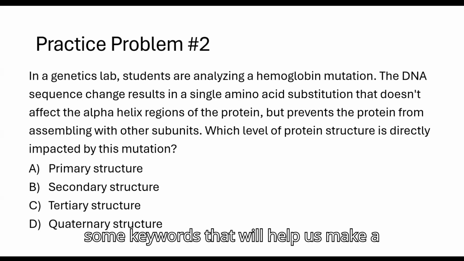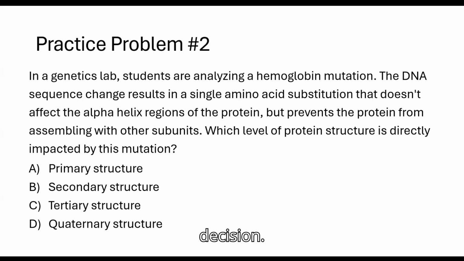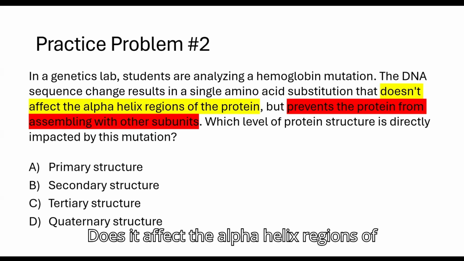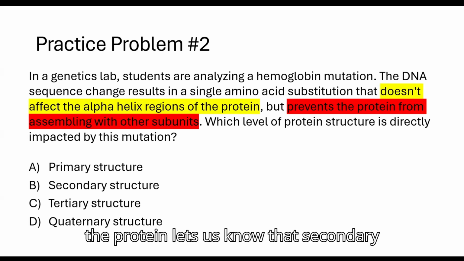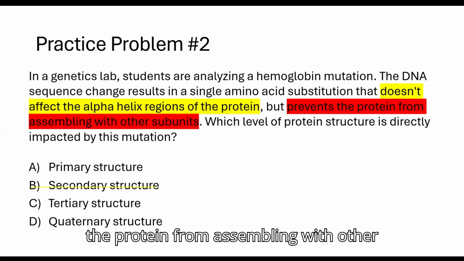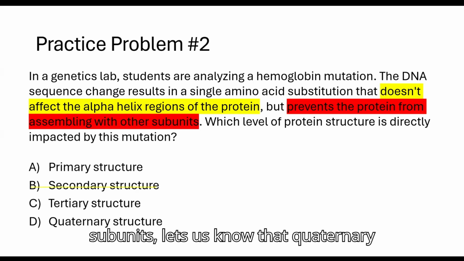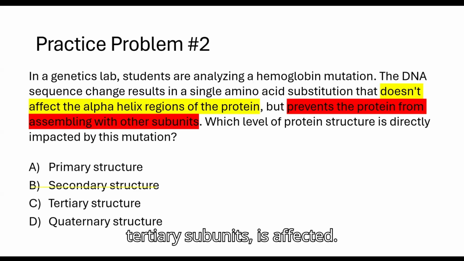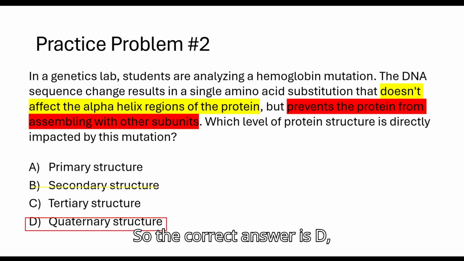Again, let's highlight some keywords that will help us make a decision. Doesn't affect the alpha helix regions of the protein lets us know that secondary structure is not affected. We can cross out B. Prevents the protein from assembling with other subunits lets us know that quaternary structure, interactions between multiple tertiary subunits, is affected. So the correct answer is D, quaternary structure.